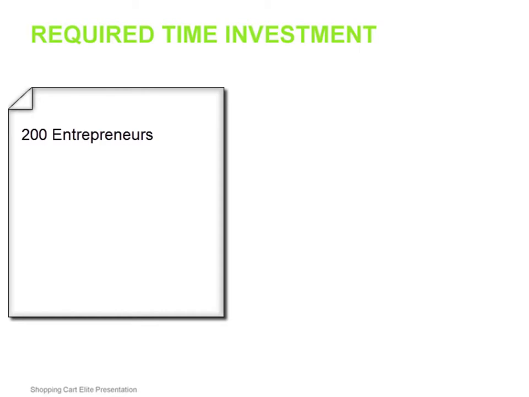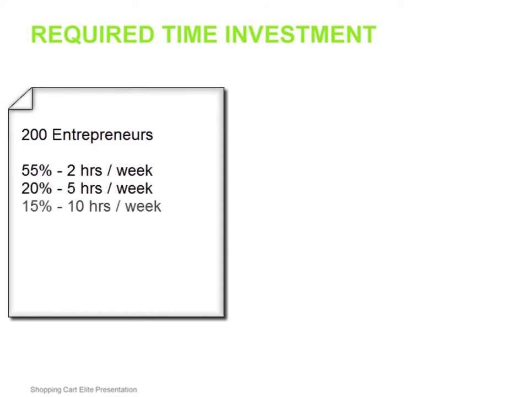During a 4-month period, 55% spent less than 2 hours per week, 20% worked 5 hours per week, 15% 10 hours per week, 8% 20 hours per week, and only 2% spent 35 hours per week. Every individual out of 200 was excited to sign up, excited to start, and even put in writing that they would commit to 35 hours per week. However, only 2% spent that 35 hours within a 4-month period.